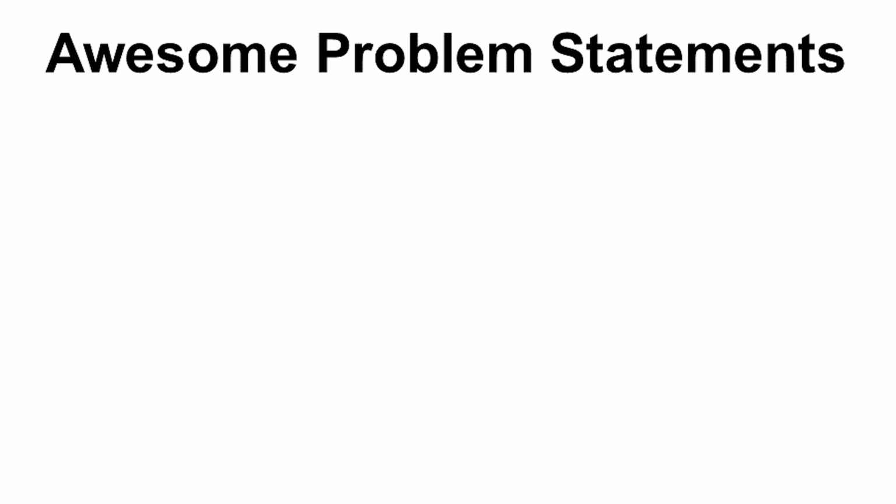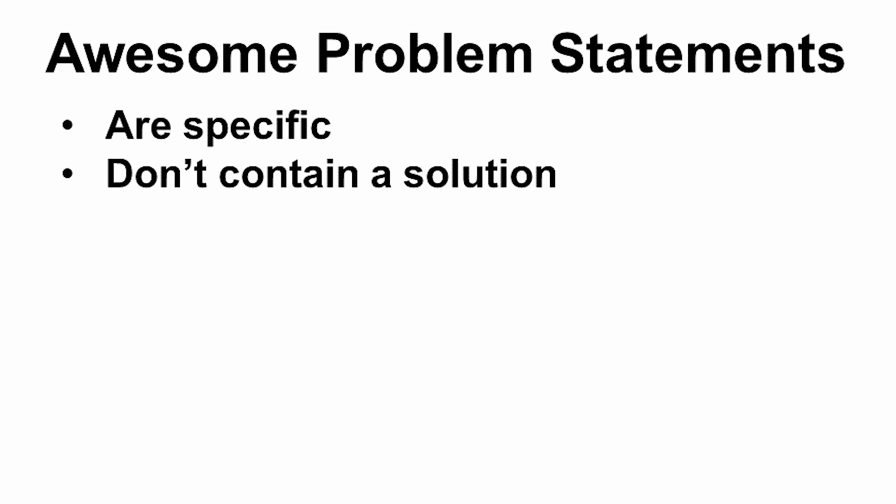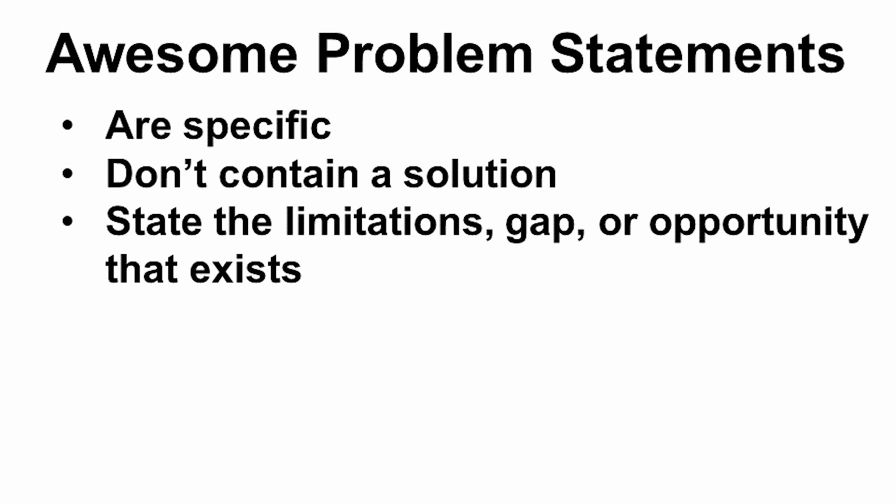Some features of awesome problem statements include they're specific, they don't contain a solution, they state the limitations, gap, or opportunity that exists, and they are 1 to 2 sentences. A good problem statement will funnel the large general problem into a more specific, focused problem that we can solve. So, instead of tackling global warming, you will work on tailpipe emissions of SUVs.